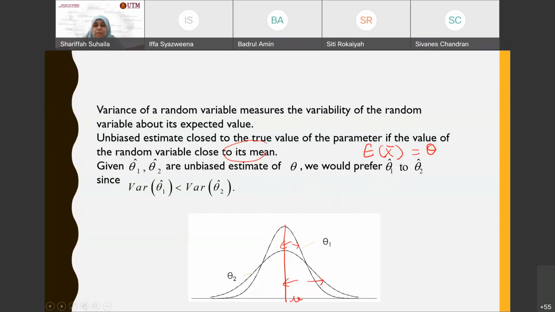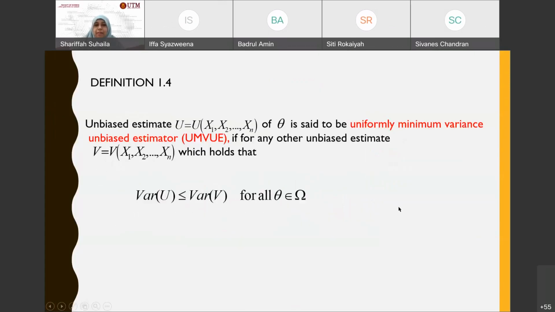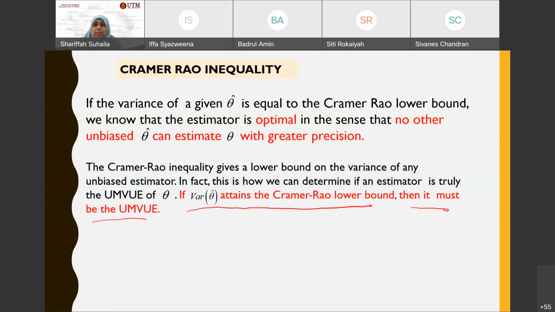So again, the concept that we have here is the uniformly minimum variance unbiased estimator. That means you need to compare which estimator is the best. So what we use here is the Cramer-Rao inequality. All depends on your Cramer-Rao lower bound.